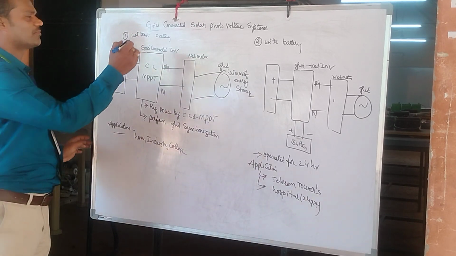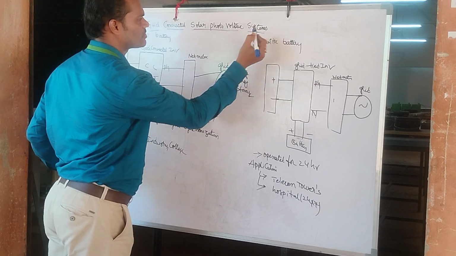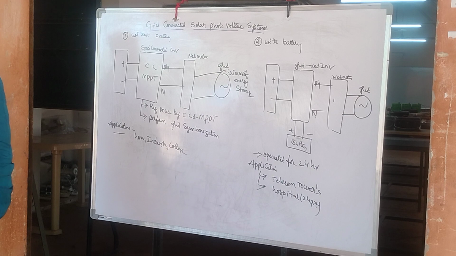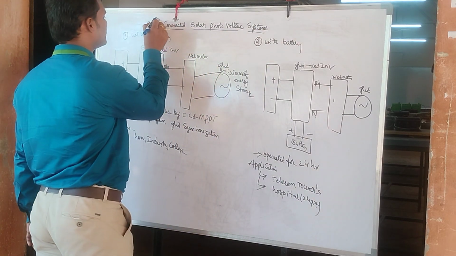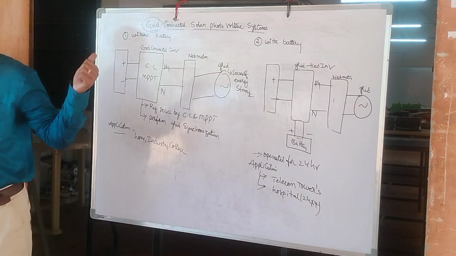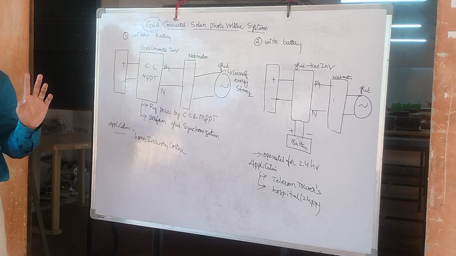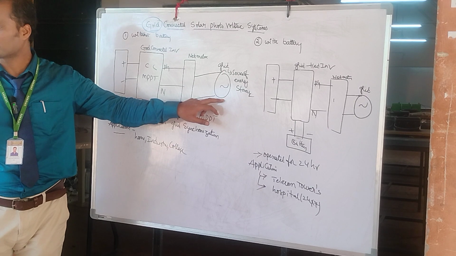Today we will discuss grid connected solar PV systems. In the previous session we discussed only systems without a grid, which are called off grid. These systems are called grid connected systems. The configurations or diagrams we discussed are off grid classifications. These are on grid classifications. Here we are going to have the grid as an energy storage.